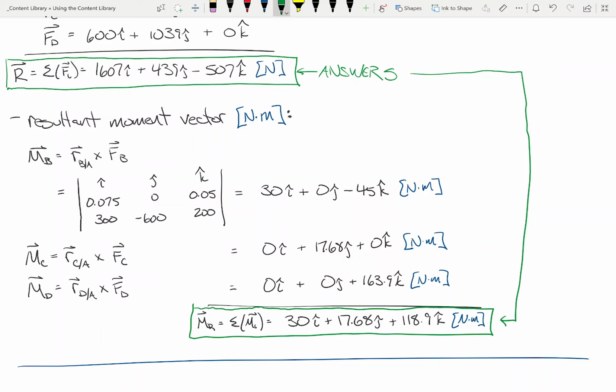Okay. And that's basically it. I think my big point with this example is that if you describe the R vector, if you describe the F vector for each force, this is just kind of chugging it out. It might take a little while, but it shouldn't be conceptually difficult. Okay? Is everybody okay with that? Any questions?